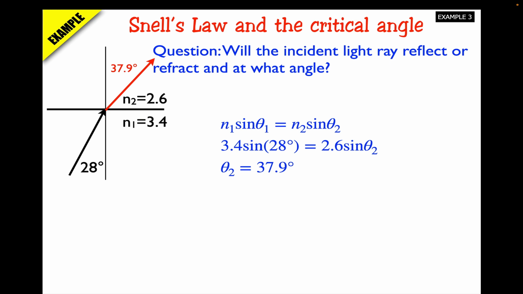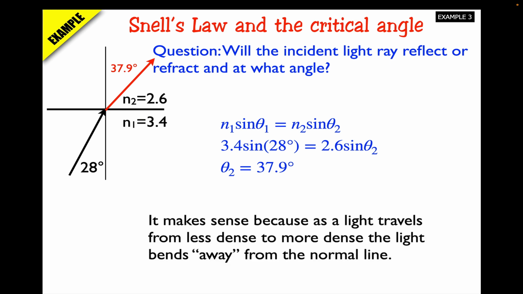And this makes sense, because when light is refracted and goes from a high index to a low index, the light is going to bend farther away from the normal. So the answer, 37.9, makes sense.